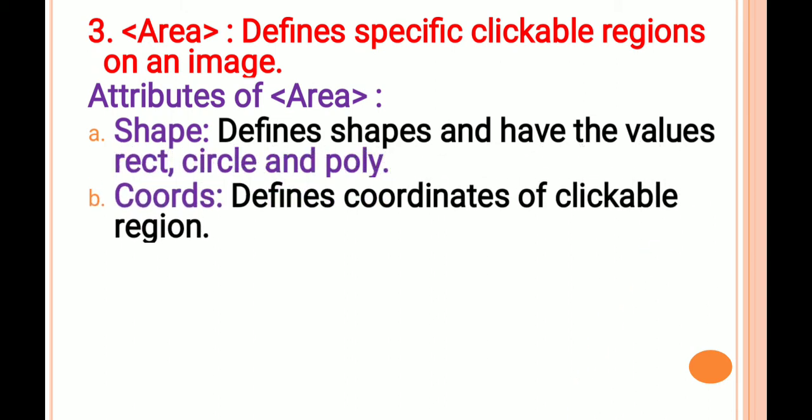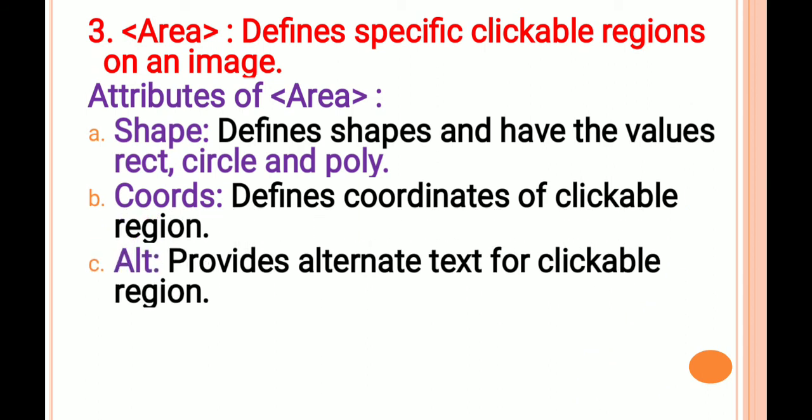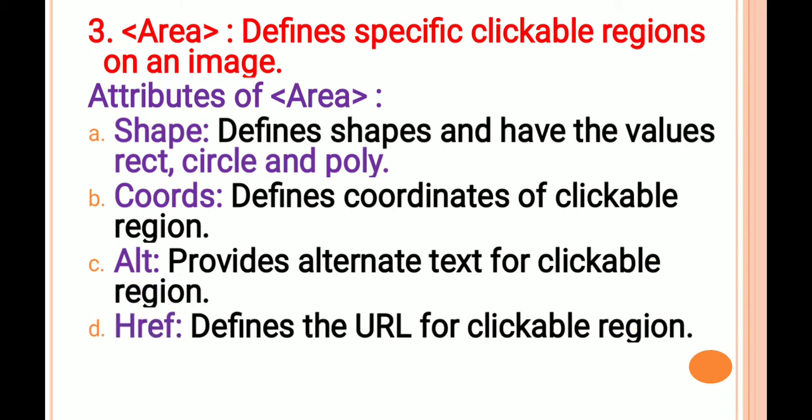Another attribute is coords, which defines the coordinates of the clickable region. Another one is alt, which provides alternate text for the clickable region. Next one is href, which stands for hypertext reference, which defines the URL for the clickable region. So these are the attributes of the area tag: shape, coords, alt and href.